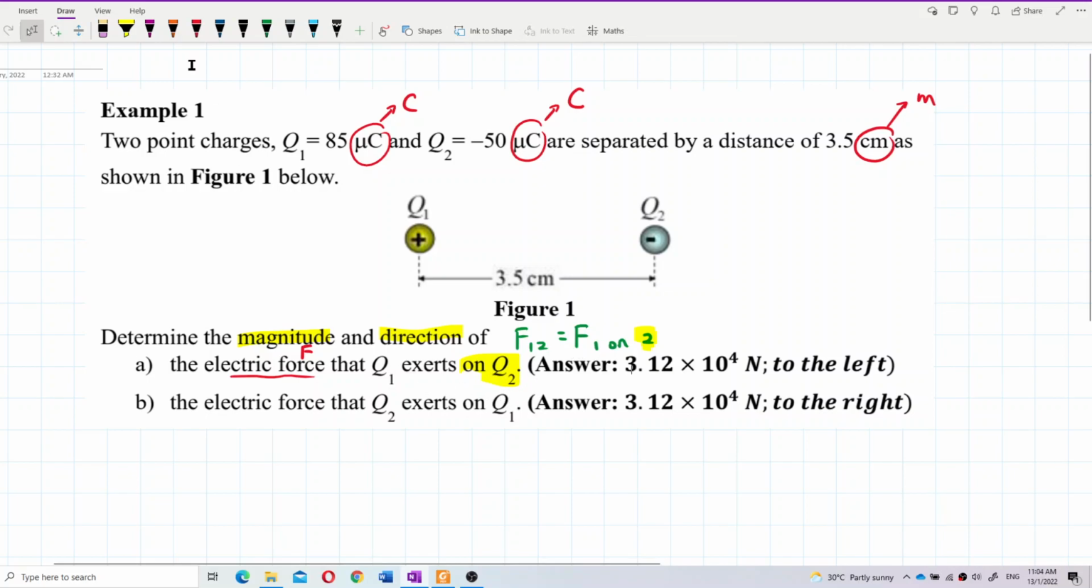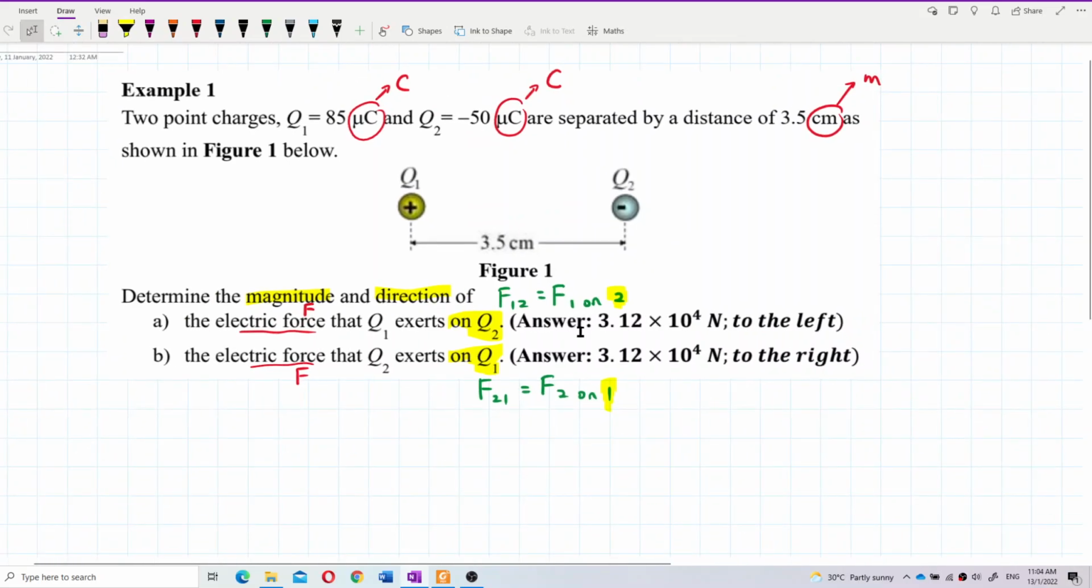Whereas for question B, it also asks for force, but this one is Q2 on Q1. So who experienced the force? Charge 1 experienced the force, which is F21, which is F2 on 1. Okay, so first of all, let's do question A.